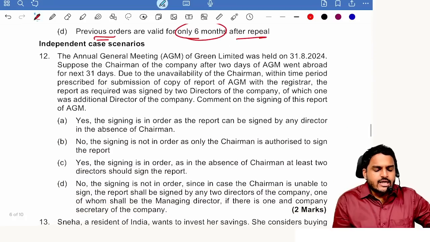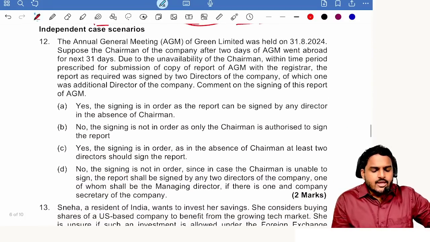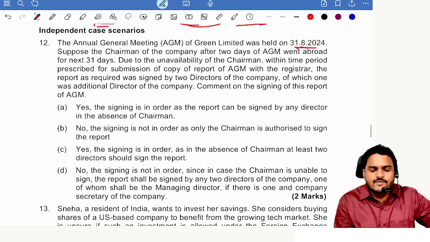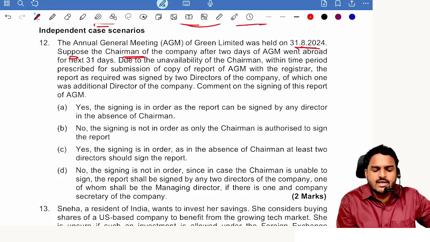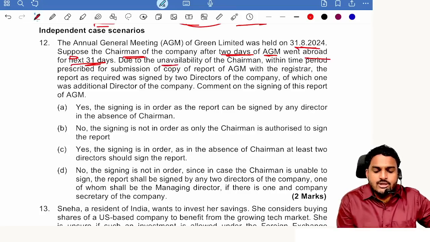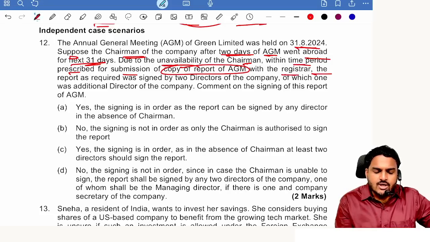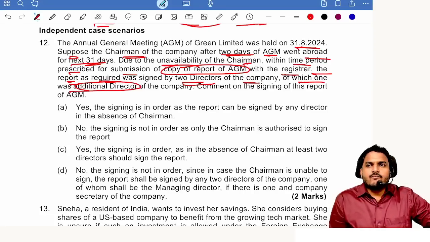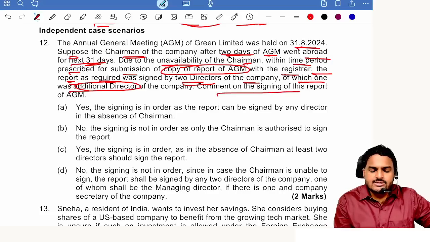Okay, next. Independent case scenario questions. AGM of Green Limited was held on 31st August 2024. Suppose the chairman of the company, 2 days after the AGM, went abroad for the next 31 days. Chairman not available. Due to unavailability of the chairman, within the prescribed time period for submission of a copy of the report of the AGM with the registrar, the report as required was signed by 2 directors of the company, of which one was an additional director. One should be a managing director. Comment on the signing of this report.